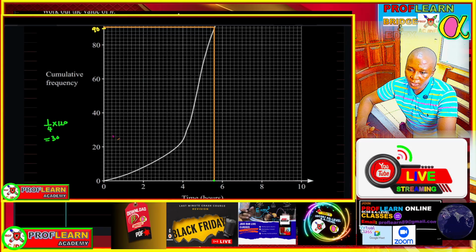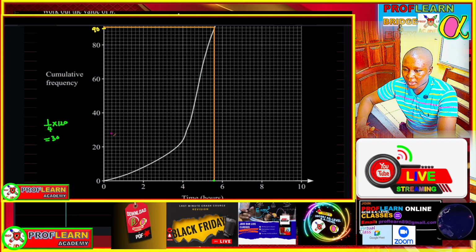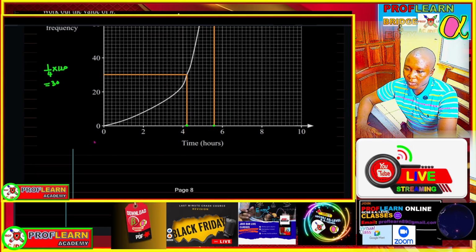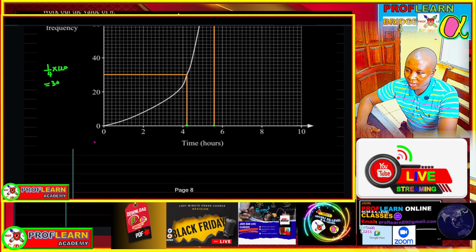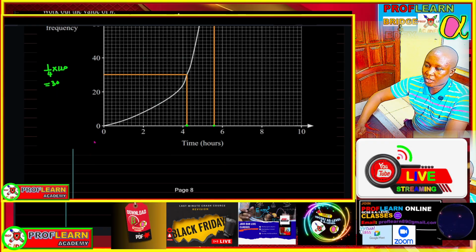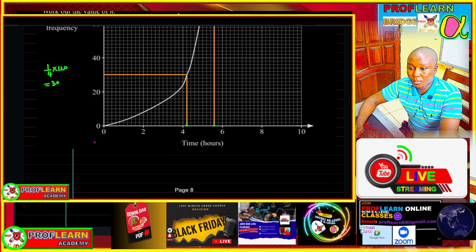For our lower quartile, it is 1 over 4 times 120, that's going to be 30. So we identify 30 somewhere here. Then you read down here. So we are going to read those values carefully so that we can get exact values. Understand the scale, understand what one small box represents, so that you can identify which point is that.